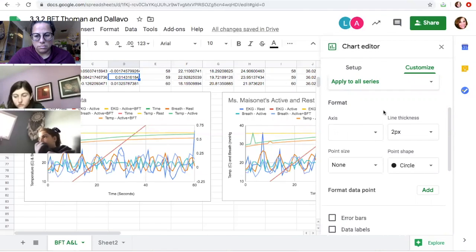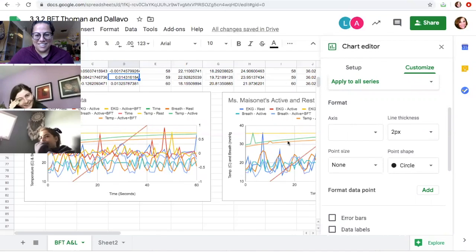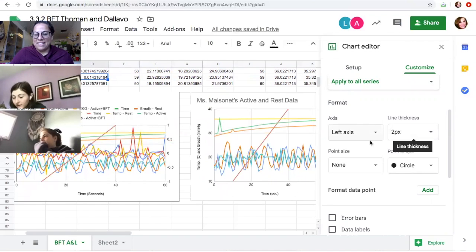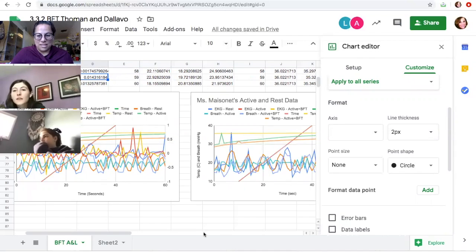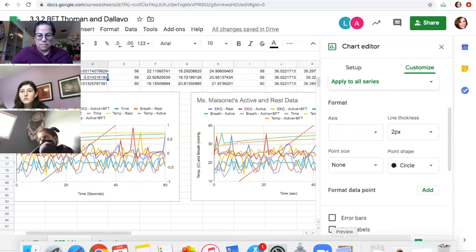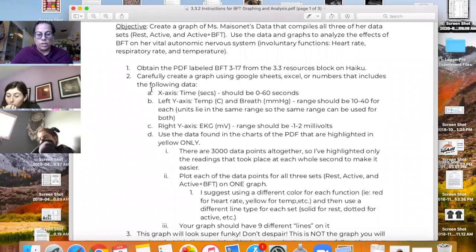Is that right? Because it doesn't look good. Nope, that is right. Good. Okay. Now, go back and do that for the other two EKGs. Make sure that you change all the EKGs to right. Yes, good.